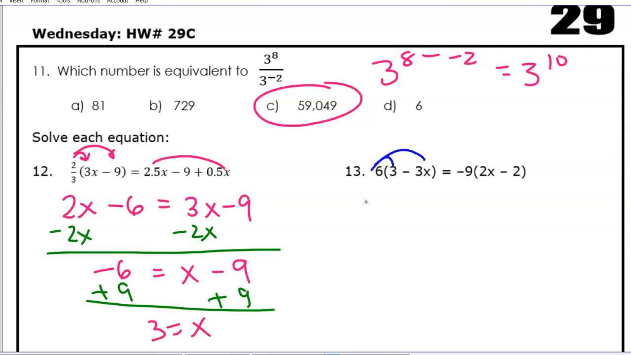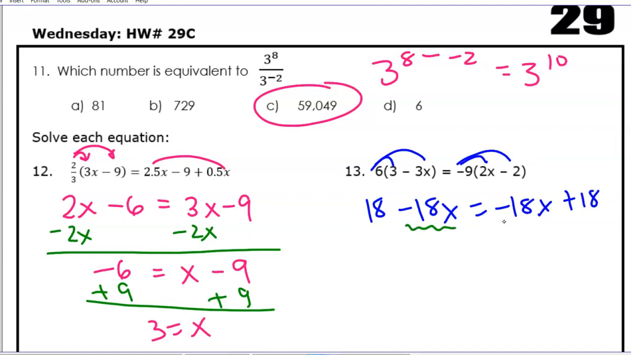Over here, I'm also going to distribute. Ooh, I see something already. See how my x's are a perfect match? See how my constants and their signs are a perfect match? Those are twins. You get infinite solutions.